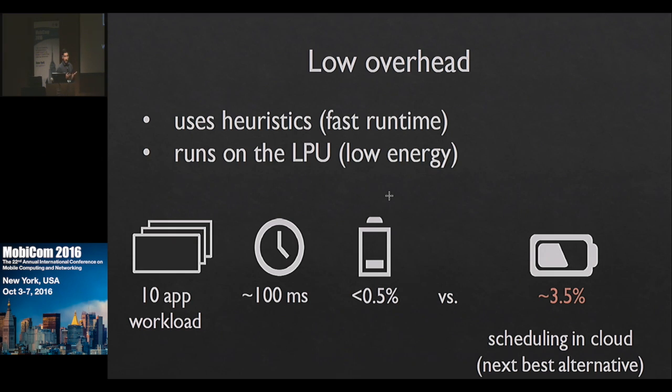And here, with a 10-app workload of the applications such as the ones that I showed you previously, Leo would need around 100 milliseconds to generate a schedule, and over the course of a day, it will consume less than 0.5% of the battery. In contrast, if we were using the next best alternative for scheduling, which is to compute the schedules in the cloud so that we don't spend the resources of the CPU on the mobile device, we would consume roughly 7 times more energy, or 3.5% of the battery, and this is just for the scheduling overhead.